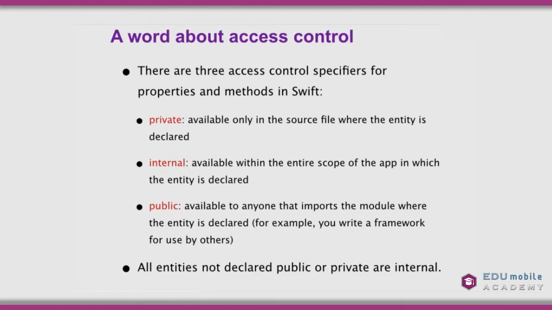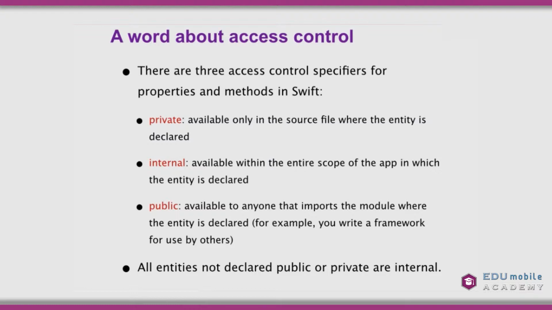There are three: private, internal, and public. Okay, so for properties and for methods, we can declare private, internal, or public. First of all, I want to say by default, they're all internal. Now let's talk about what they are. Private means that this property or method is available only in the source file. Source file, not class, not structure, not enumeration, the source file where the entity is declared.